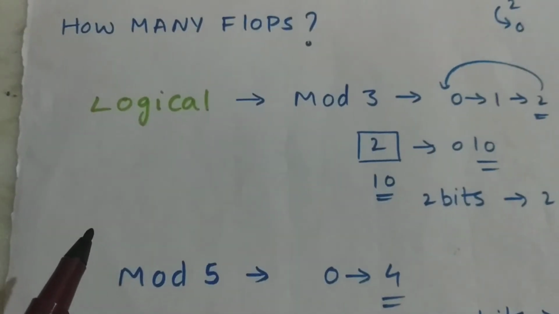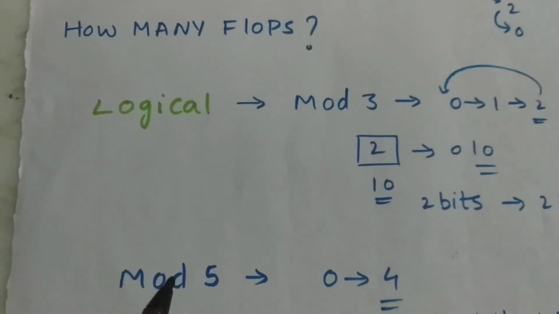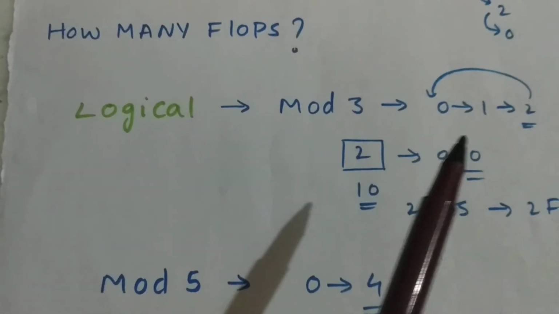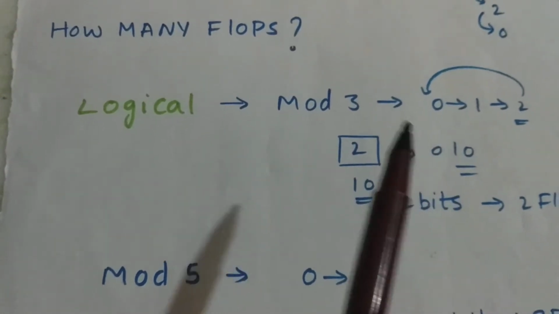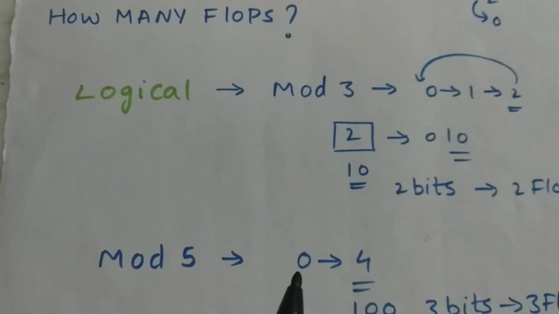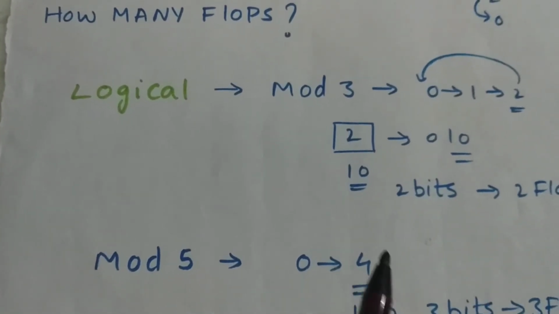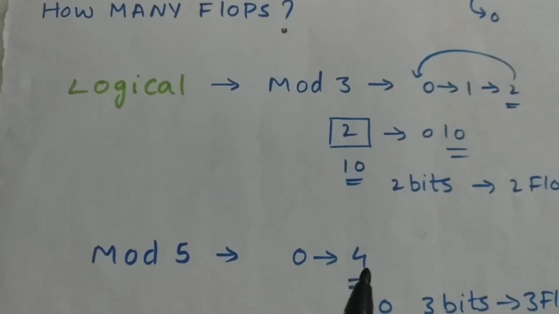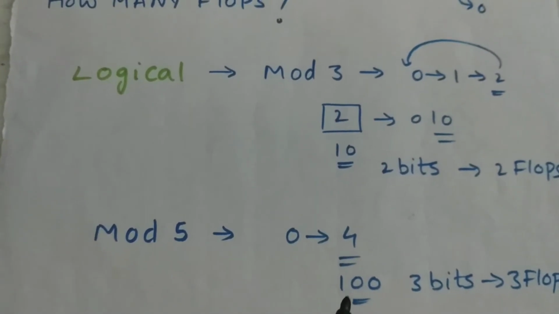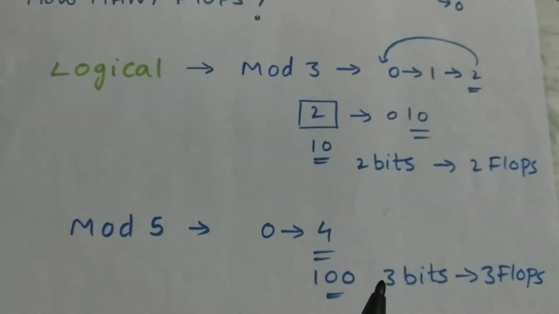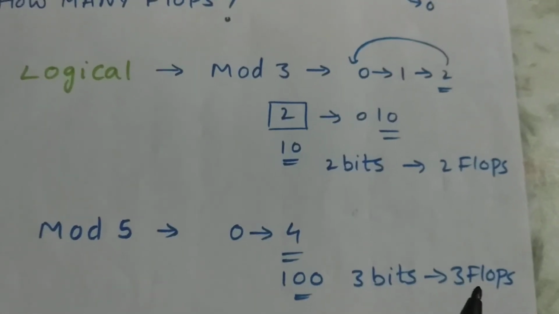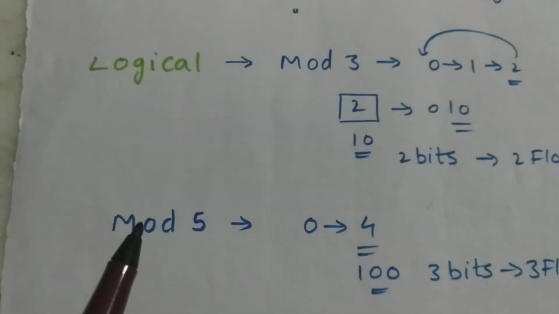Now let us look at the mod 5 counter. How many flops are required? Use the same method as mod 3. Come on, say the answer in the comments. Fast. It's 0 to 4 and back to 0. So for 4, how many minimum bits are required to represent it? 3 bits, 1, 0, 0. Three bits means each bit requires 1 flop. That means 3 flops are required to design a mod 5 counter.